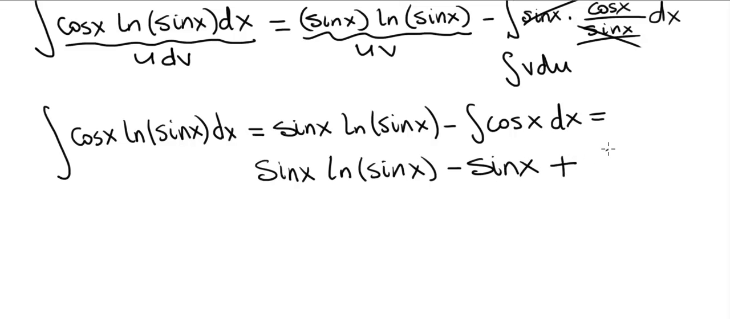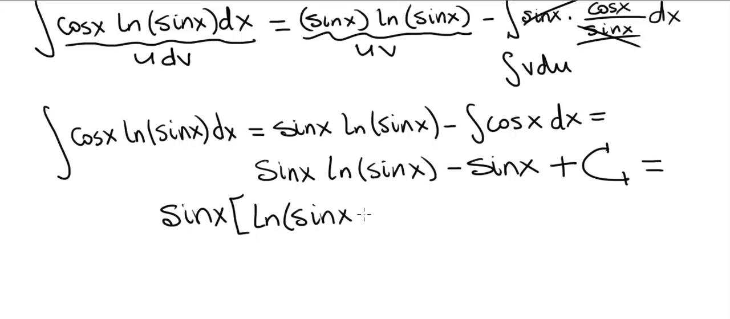Now we can add the constant of integration at the end. We're done integrating, and we're going to simplify it. If we want to, we can factor out sine of x, and that leaves ln of sine x minus 1, and then add a c.